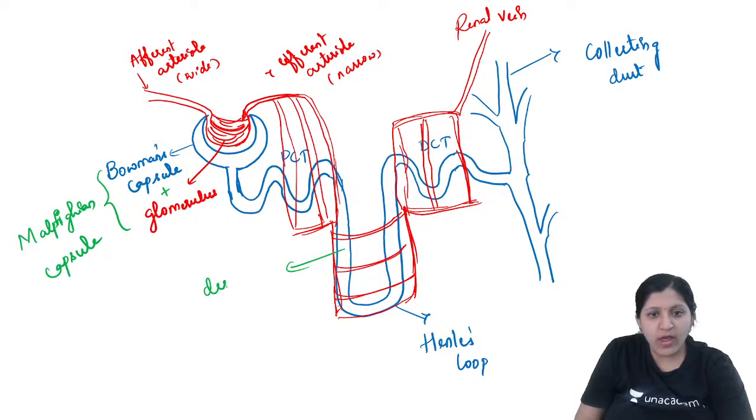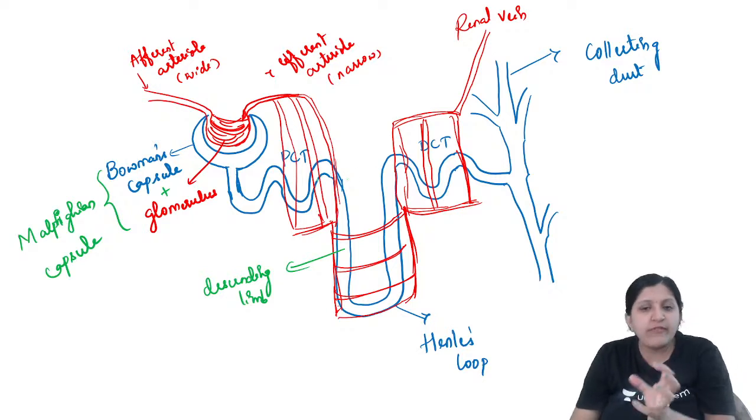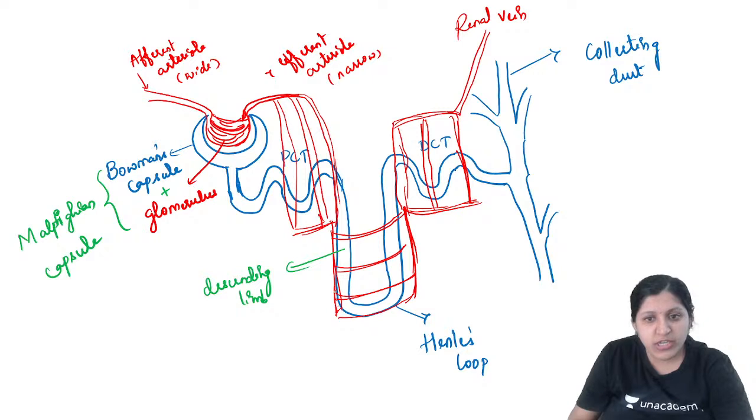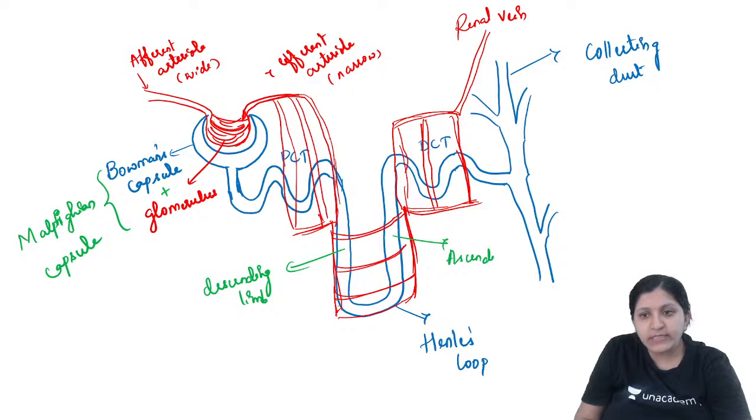So this we call as descending limb. Here, since it is moving in this direction, whatever the filtrate which was formed here will be reaching the part over here. So this is the descending limb, and this we can mention as the ascending limb of Henle's loop. So this one is the ascending limb.